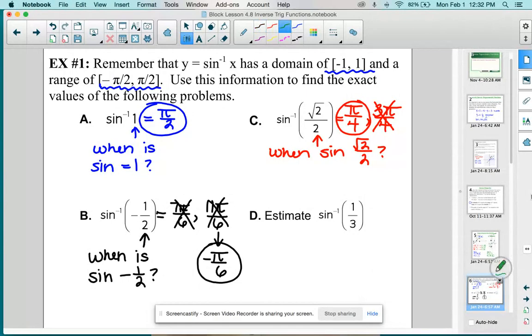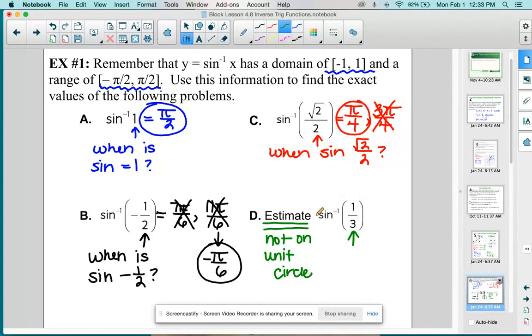All right, last question on this slide. So inverse sine of 1/3. This one says estimate, and so what's happening here is you're still going to go through the process, but you're not going to be able to use the unit circle. So this is not on the unit circle. You're just going to use a calculator, okay? You're going to begin it the same way, though. You're going to see if 1/3 is in the domain. It is. So then you're going to grab a calculator, okay?